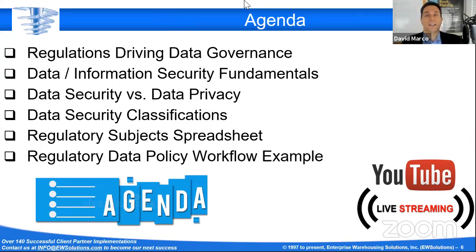What am I going to talk about today? Regulations driving data governance. I will hit some of the large ones. I'm going to go through some fundamentals on data and information security. I'm going to talk to you about the differences between data security and data privacy because they're not the same thing. I'm going to show you some data security classifications.